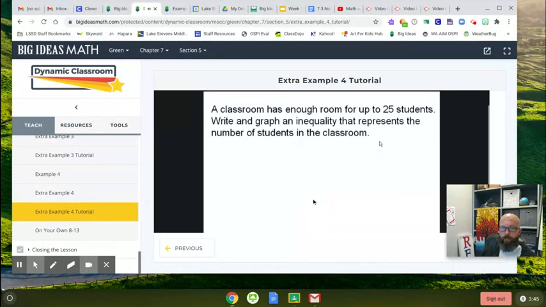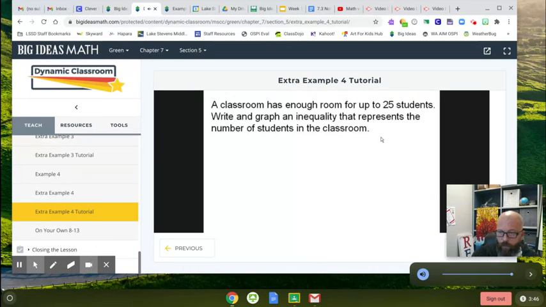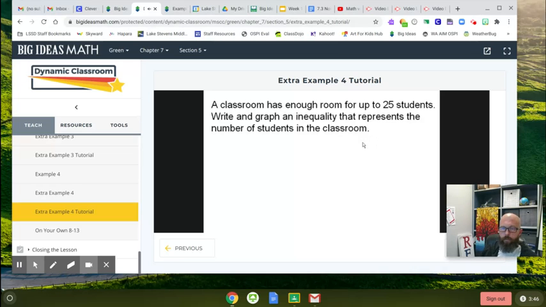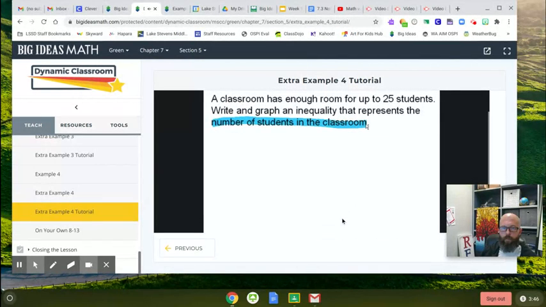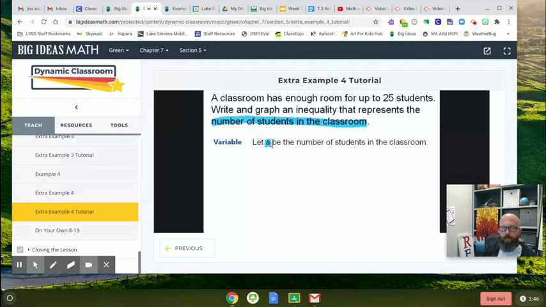First, let's write an inequality. This inequality represents the number of students in the classroom. This information is not given in the problem, so we need to represent it with a variable. We will choose a letter to represent the number of students in the classroom. Let's use the letter S for students. Now let's identify information in the word problem that will help us write the inequality. The problem states that a classroom has enough room for up to 25 students. The phrase up to will help us determine which inequality symbol to use.